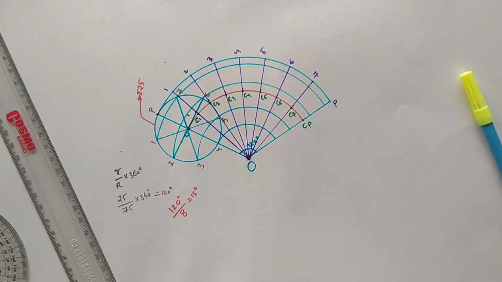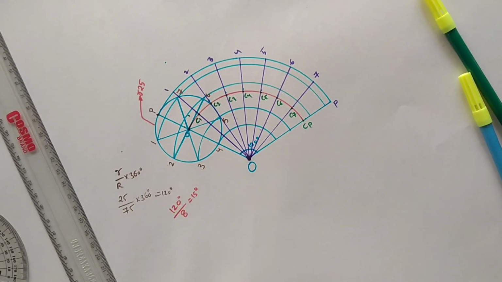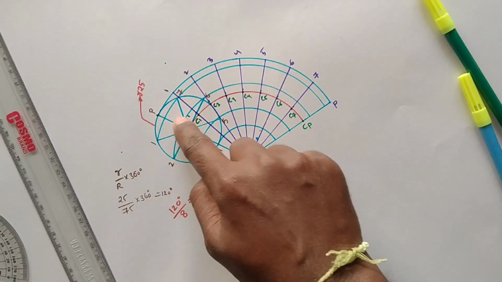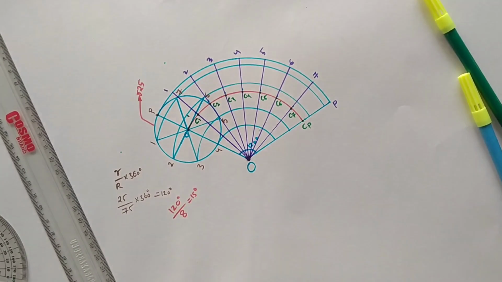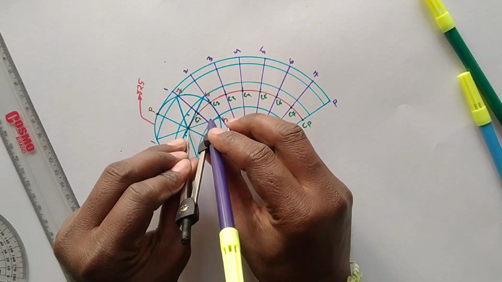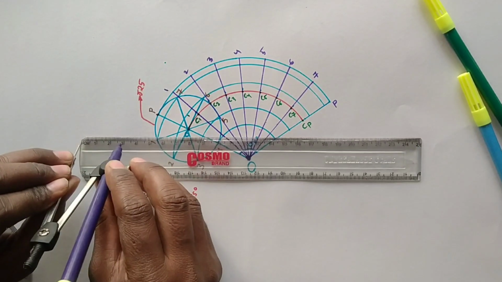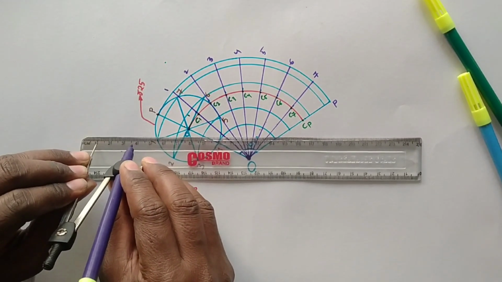That means the 8th part. Next, with the help of your compass, we have to draw the locus of point P. When the circle starts rolling, we have to find the locus of point P. Measure the rolling circle radius. Measure 25 mm, which is equal to the rolling circle radius.